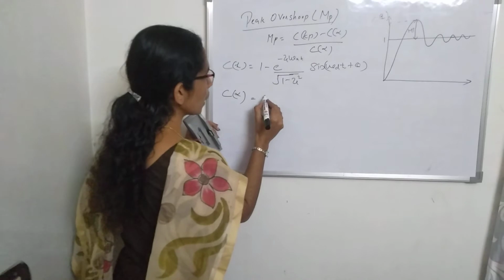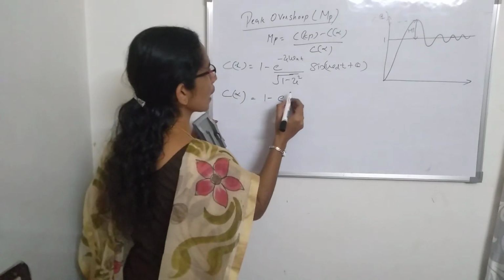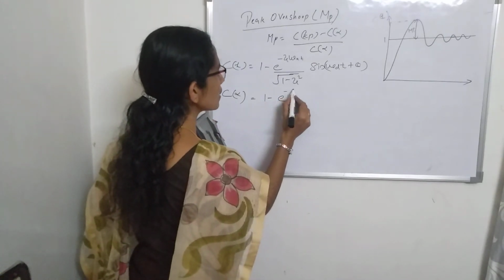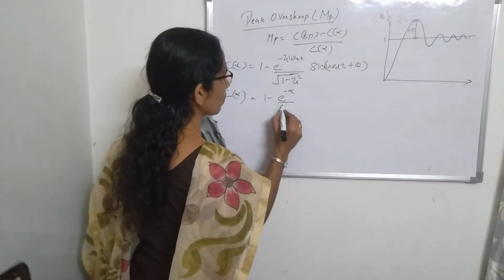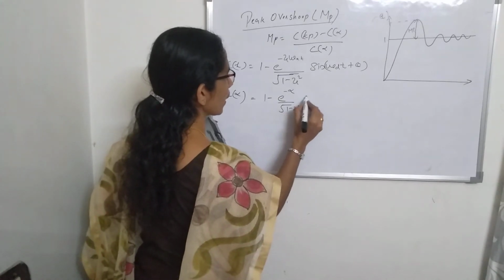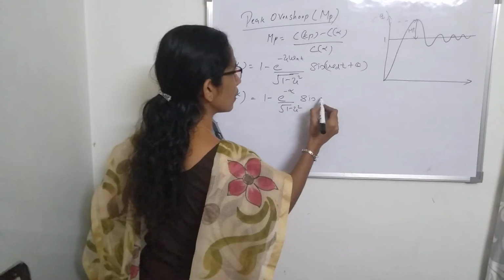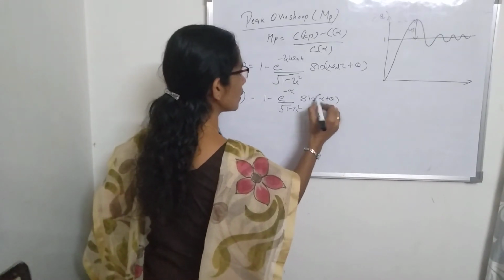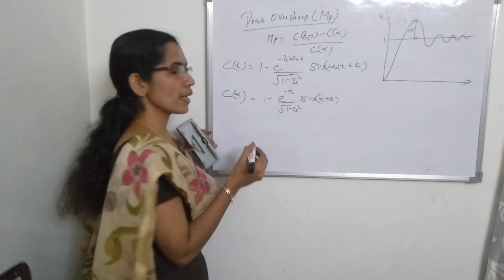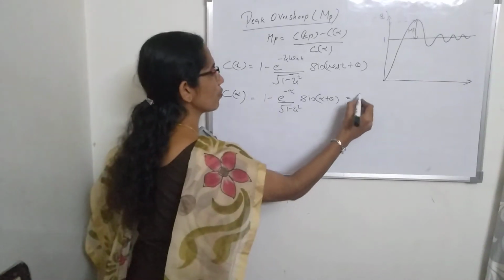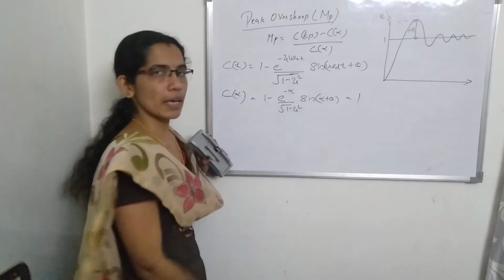C of infinity equals 1 minus e raised to minus infinity divided by root 1 minus theta square into sine infinity plus theta. Okay, e raised to minus infinity is 0, therefore this C of infinity becomes 1.